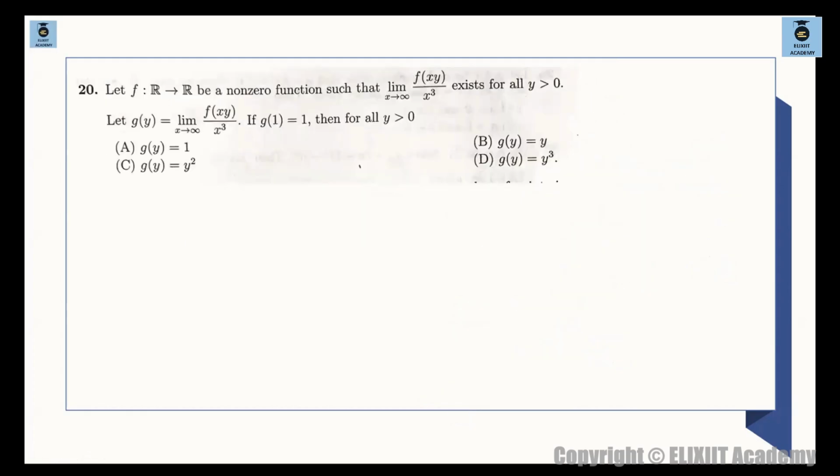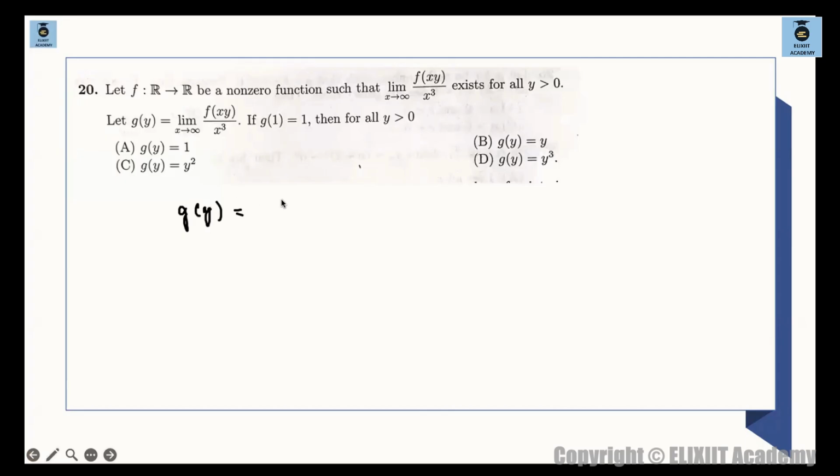The next question is saying: let f: R2 to R be a non-zero function such that the limit as x tends to infinity of f(x,y) divided by x cube exists for all y greater than 0, and g(y) is given to be this, and g of 1 is also 1. The question is we have to find g of y.